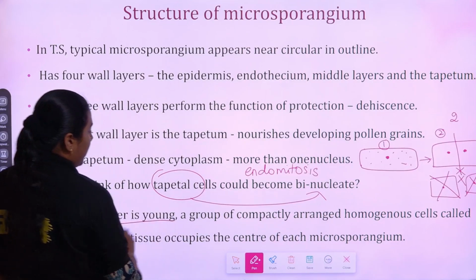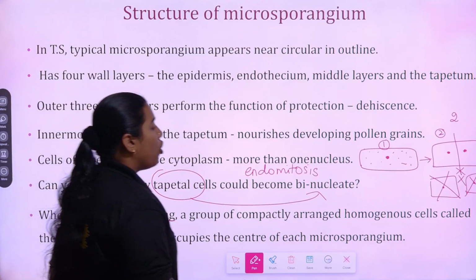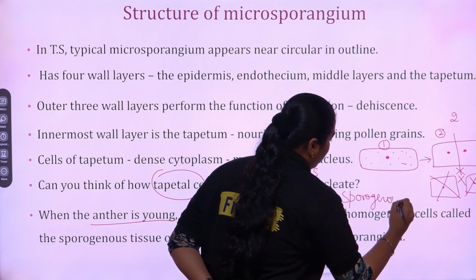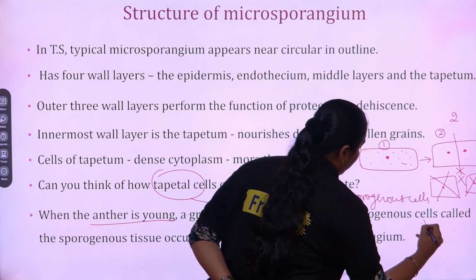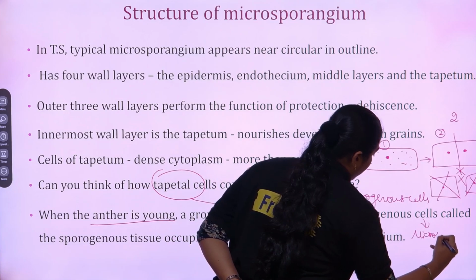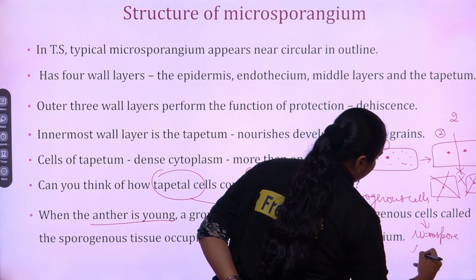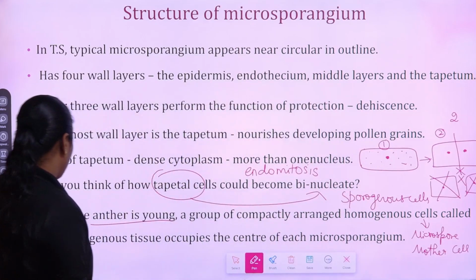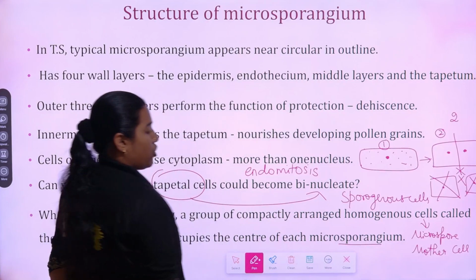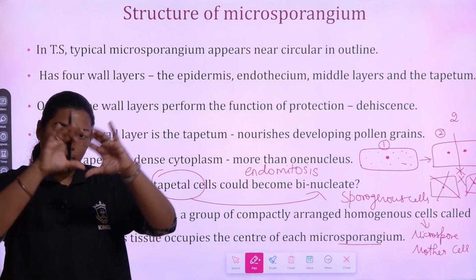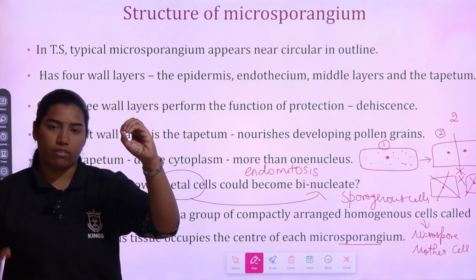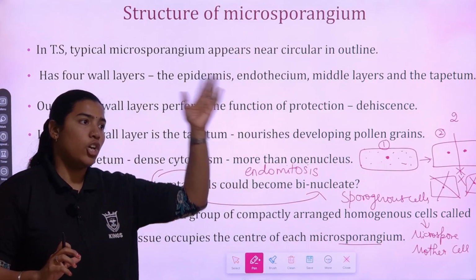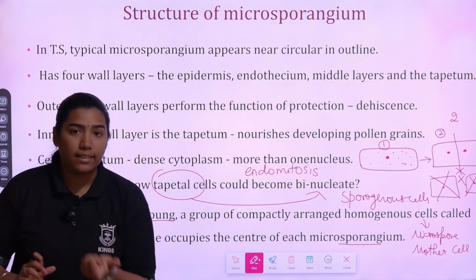When the anther is young, a group of compactly arranged homogeneous cells is known as sporogenous cells. In the center we saw the sporogenous cells, which later become microspore mother cells. Sporogenous tissue occupies the center of the microsporangium. The complete structure is the anther. It has 4 layers and then round structures called microsporangium. Inside the microsporangium, we have sporogenous cells, which later become microspore mother cells.